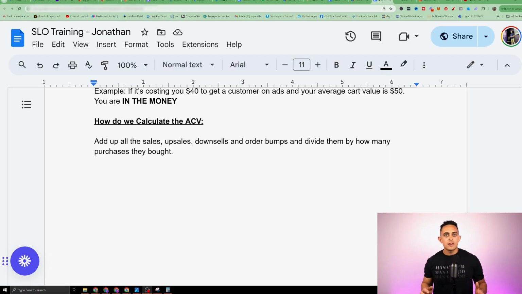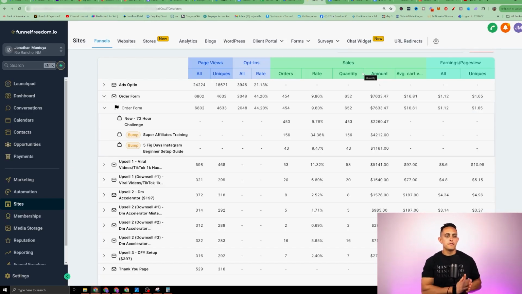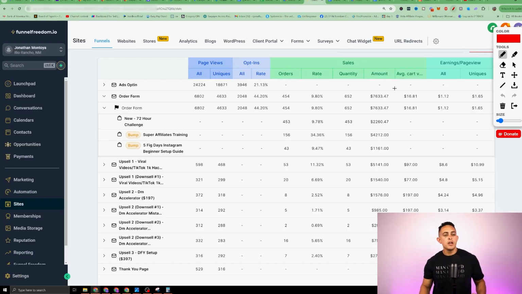All right, so now let's figure out how to calculate the ACV, average cart value, okay? It's very simple, but basically all you do is add up all the sales, upsells, downsells, order bumps, and you divide them by how many people bought, okay? So I left an example here in the document that I'll give you access to at the end of this series. But essentially, if I go back to the funnel, the example that I was showing you, what you want to do is add up all these numbers here. These are the numbers for the amount of sales. Here's the upsell, all these numbers here, okay? So we're going to add up all these numbers across the board.